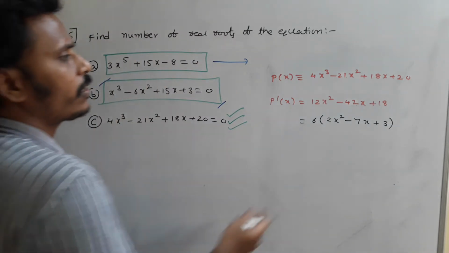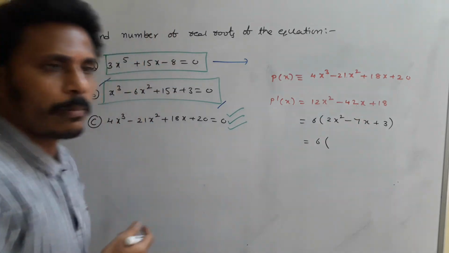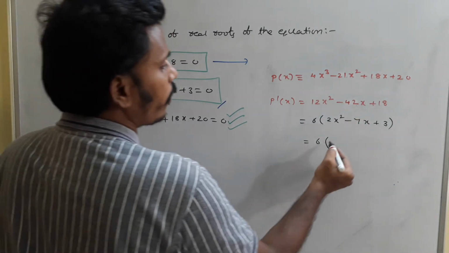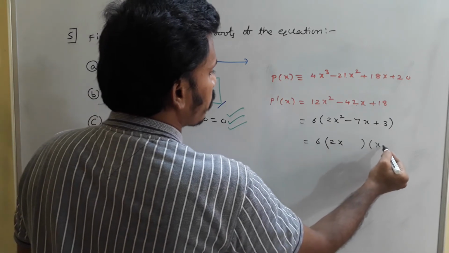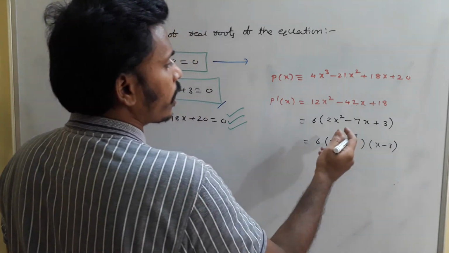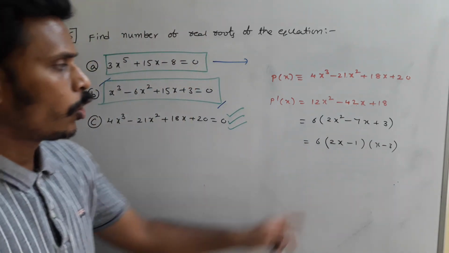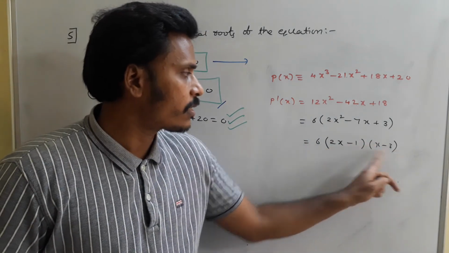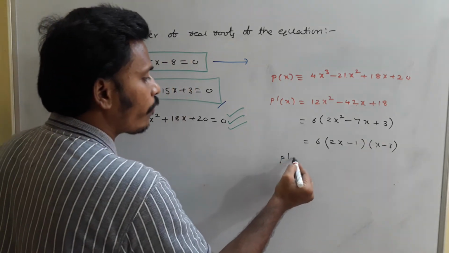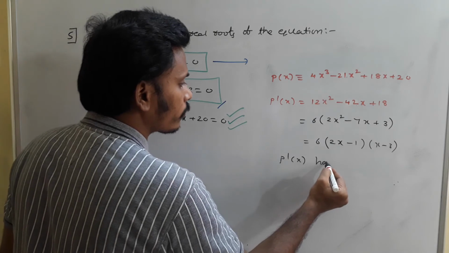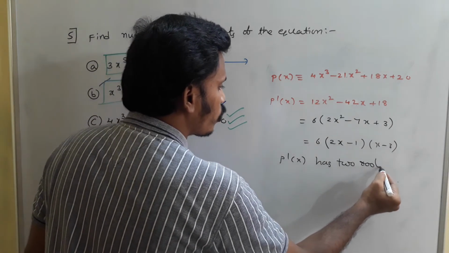Try to factorize it. 3 2s is 6. So we have a possibility minus 6 and minus 1. So I will write it like this: 2x, and here it is x minus 3 minus x plus 3. 2x minus 1 into x minus 3. Check it: 2x square minus 6x minus x minus 7x plus 3. That means p dash of x has two roots.